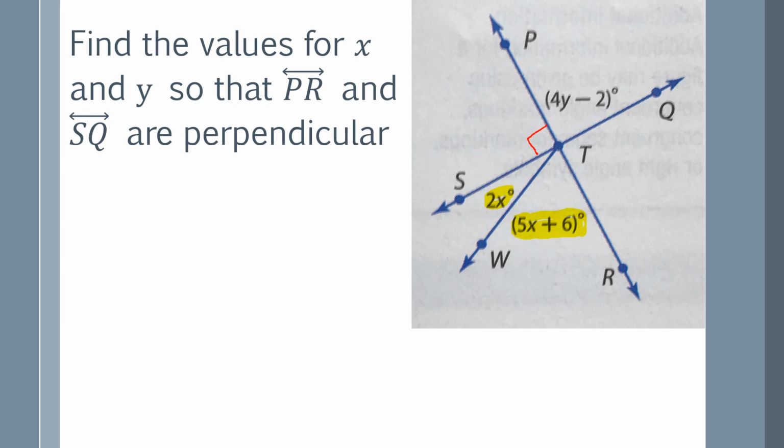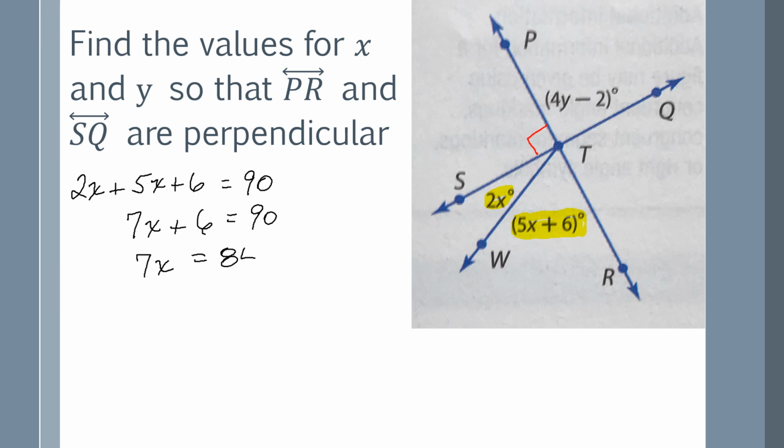So I'm going to set up my equation. 2x plus 5x plus 6 equals 90. So 2x plus 5x, that's 7x, plus 6 equals 90. Subtract 6 from each side, I've got 7x is equal to 84. And then I divide by 7, and I end up with x is equal to 12.